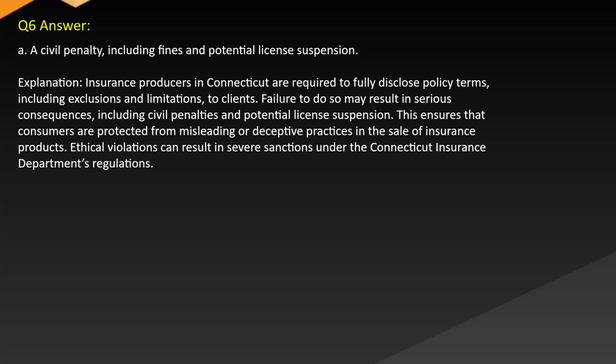Answer A. A civil penalty, including fines and potential license suspension. Explanation: insurance producers in Connecticut are required to fully disclose policy terms, including exclusions and limitations, to clients. Failure to do so may result in serious consequences, including civil penalties and potential license suspension. This ensures that consumers are protected from misleading or deceptive practices in the sale of insurance products. Ethical violations can result in severe sanctions under the Connecticut Insurance Department's regulations.